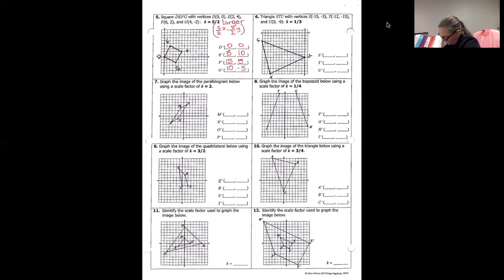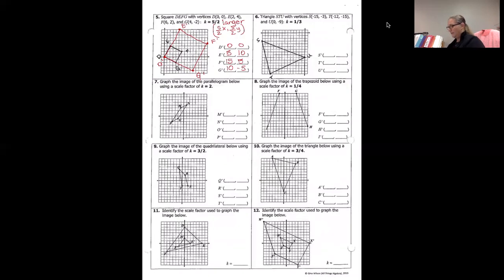All right, so 0, 0 is also D prime. 5, 10 is E prime. And then 15, 5 is F prime, and 10, negative 5. All right, I had to count all those out. And then as you can see, your figure is 2.5 times larger than your original.